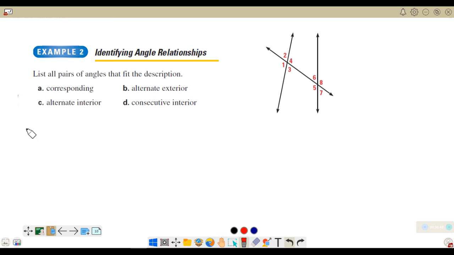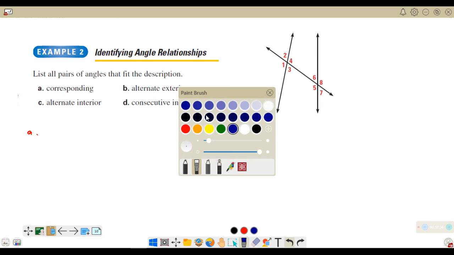Unahin natin si A, corresponding. So, kay corresponding, pagka sinabi daw natin na corresponding, they are from the same side of the transversal. One is interior, the other is exterior. And they must be non-adjacent. So, lagyan natin ng marking si corresponding.